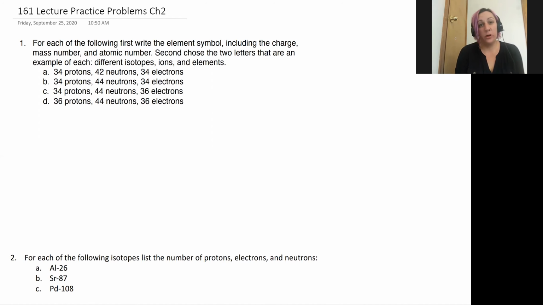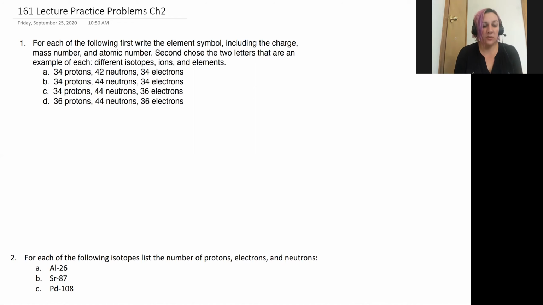In this video, we're going to walk through solutions to some of the practice problems for our lecture on atomic structure. So we're starting with this first problem about writing out an element symbol based on the protons, neutrons, and electrons given. Hopefully you've tried this already. If not, pause and give it a shot.